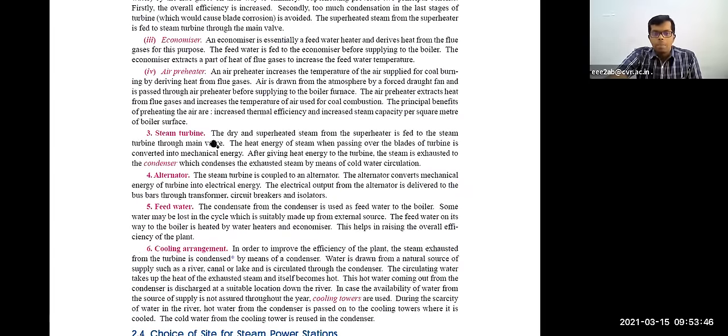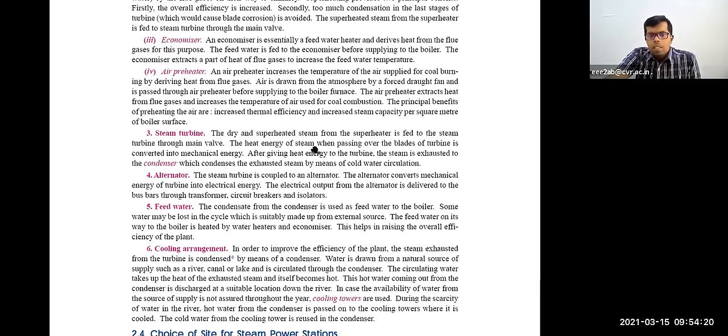Next is the steam turbine. The dry and superheated steam, dried again in the superheater, is fed into the steam turbine via the main valve. I'll show some video so you can better understand. Some valve will be there, and there are many effects in that valve also, which I can explain to you.